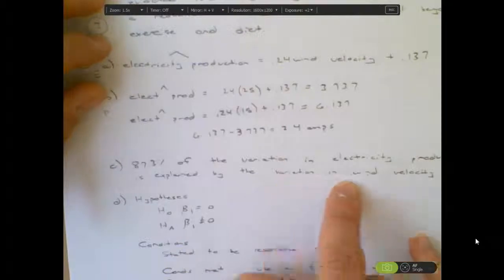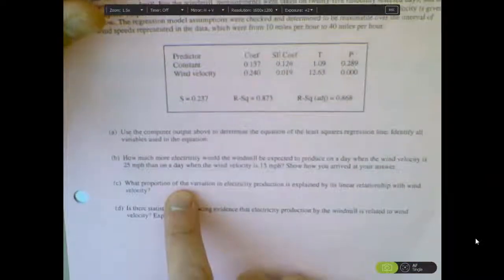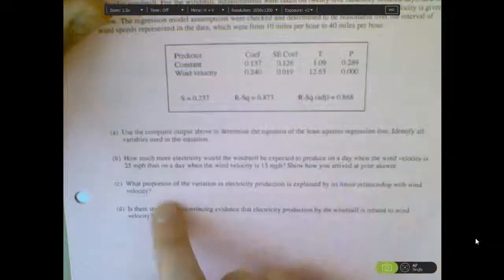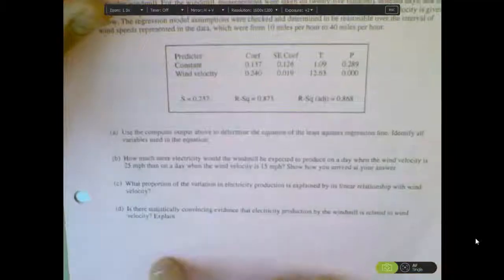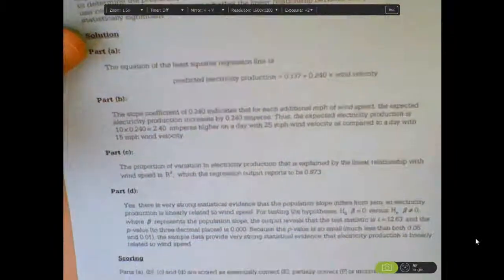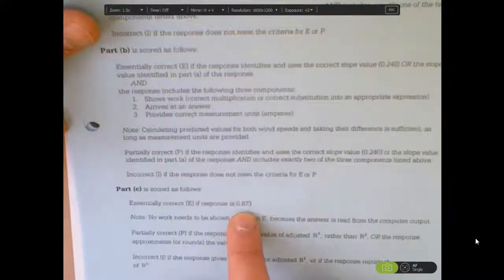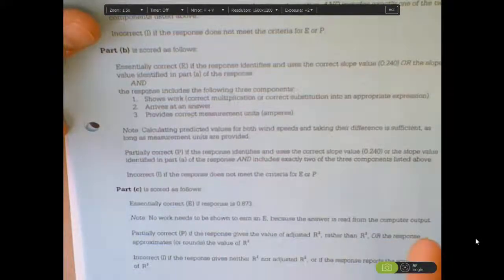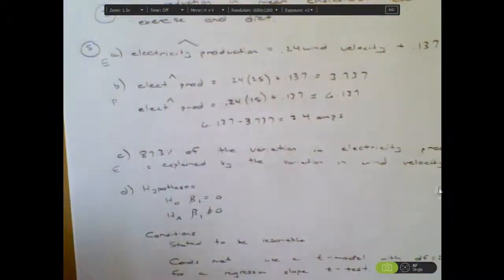You'll notice I said variation in wind velocity. That's how I talked about it in class. Actually, I'd encourage you more so to use the vocabulary and the words that they have here. Either way would be essentially correct, and talk about it being explained by the linear relationship. So in part C, essentially correct if your response is 0.873. I'm surprised, no work needs to be shown, no context. So that's going to earn me essentially correct.